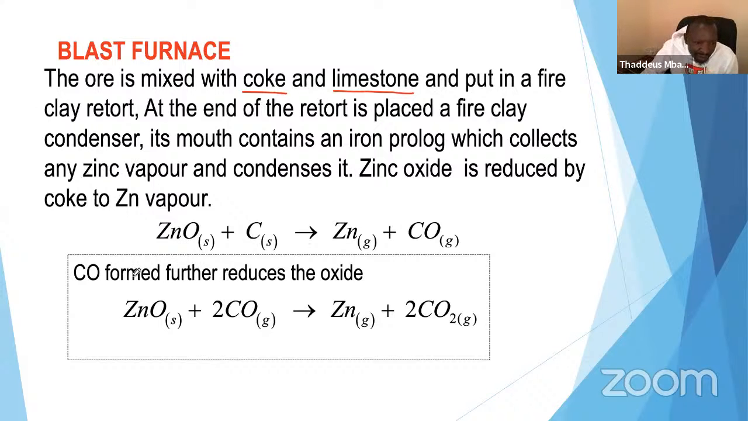Then the carbon monoxide formed further reduces the oxide. It reduces the zinc oxide, if there is remaining zinc oxide, to form zinc vapor and carbon dioxide. Those are the two reactions that take place there. So we are already through with it.